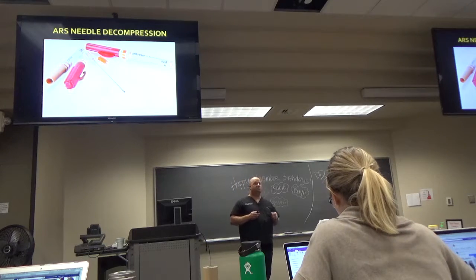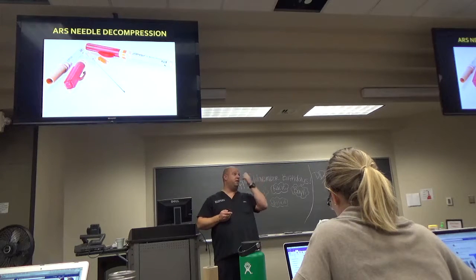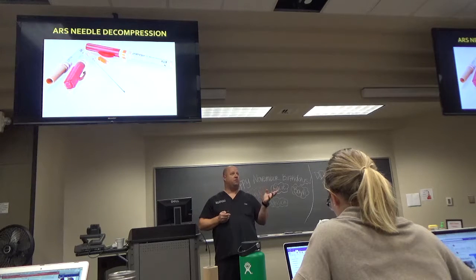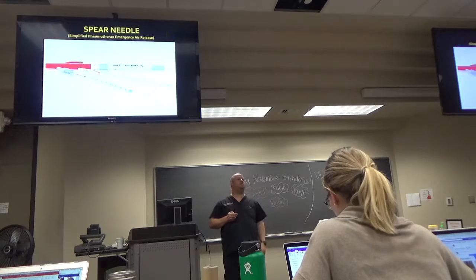these are the typical ARS decompression needles. These are the ones from before the spear. They'll come in a little container like that. They're smaller, and again, they're 3.25 inches, 3 1/4 inches. You can get them in 14 and 10 gauge, but the new one is a 10, 3.75.